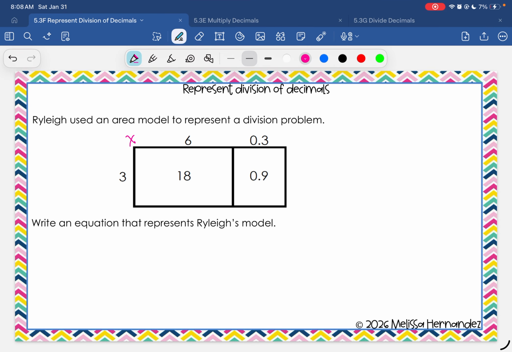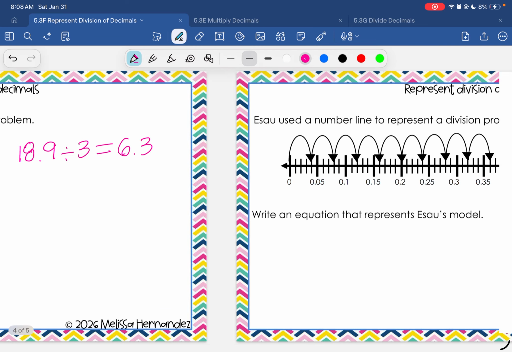Since we're representing a division problem, it's going to look like this. This is your total, 18 9/10, and then you're dividing it by 3 groups, and in each group is 6 3/10. So let's keep going.